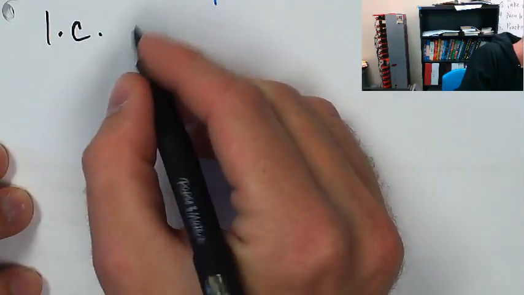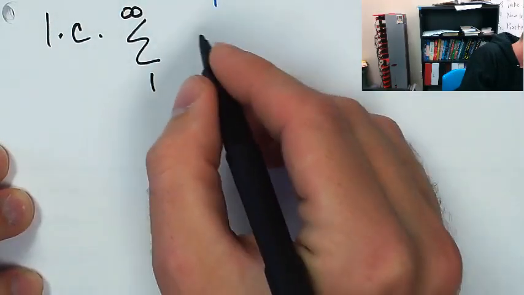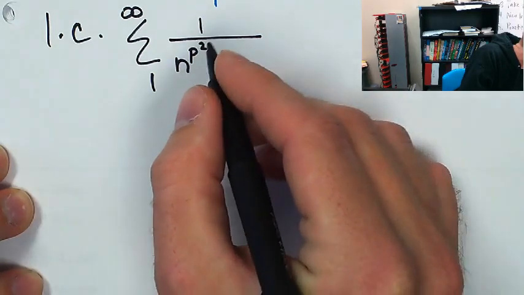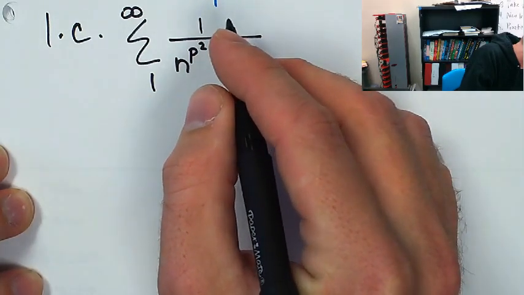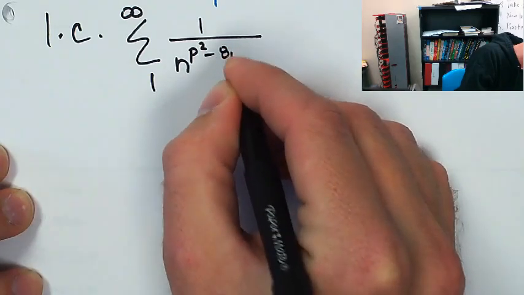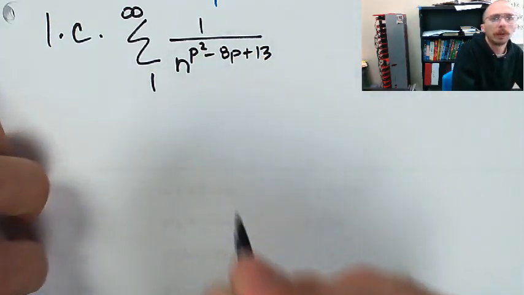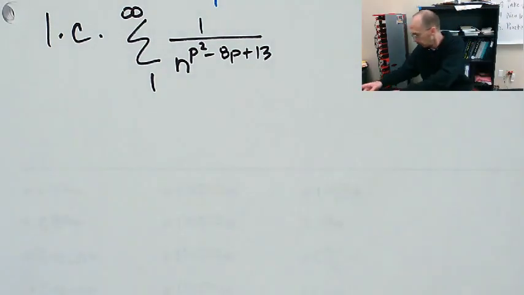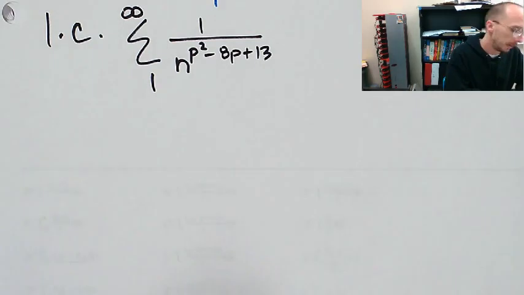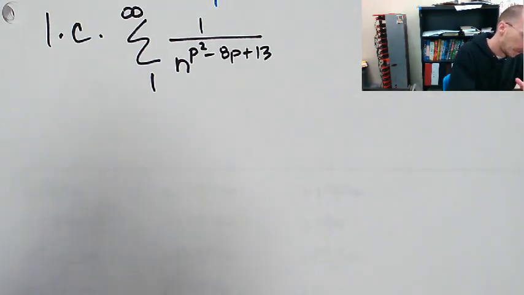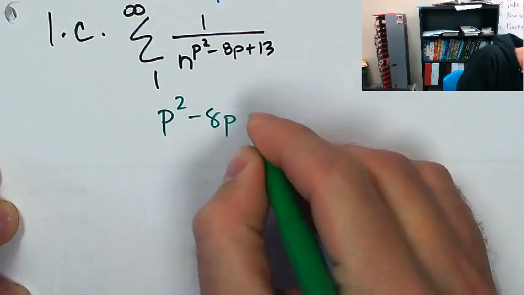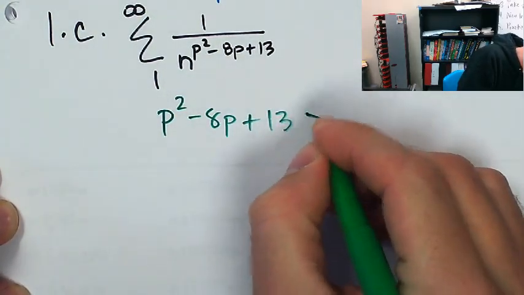Okay. For C, I've got the sum from n equals 1 to infinity of 1 over n to the p squared minus 8p plus 13. Oh, okay. That was maybe a typo, but now I see what I'm supposed to do here. All right, I'm going to take that exponent and set it greater than 1 and solve. So I'll have p squared minus 8p plus 13. It's going to need to be greater than 1.